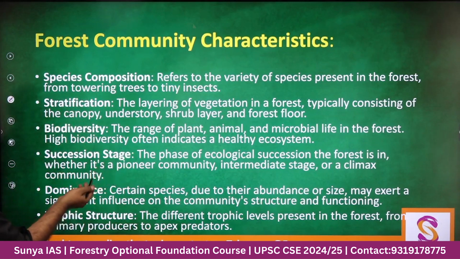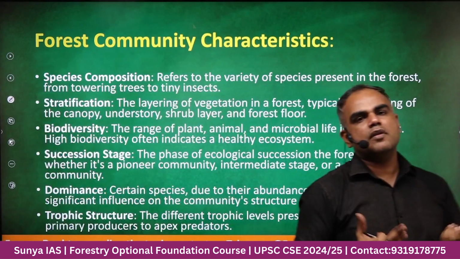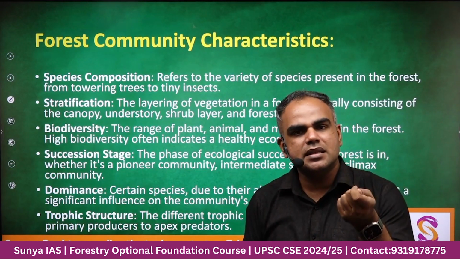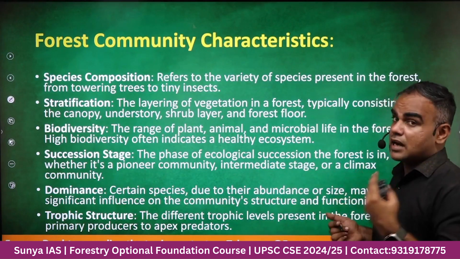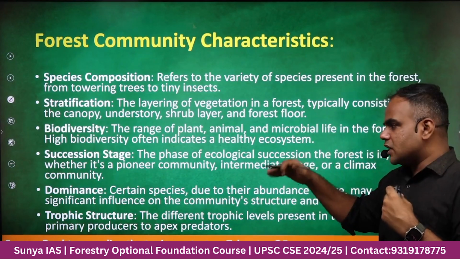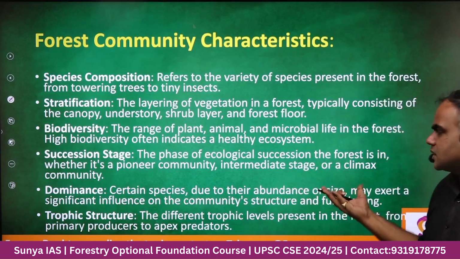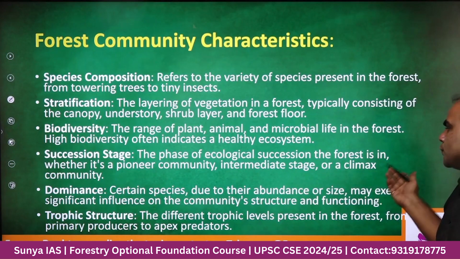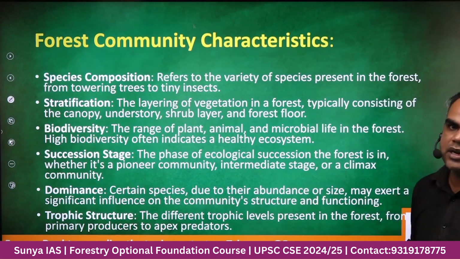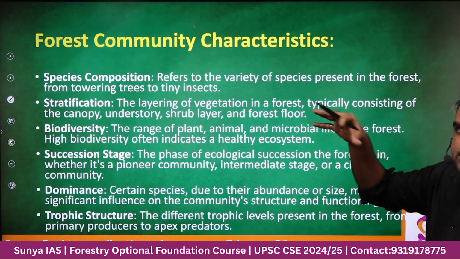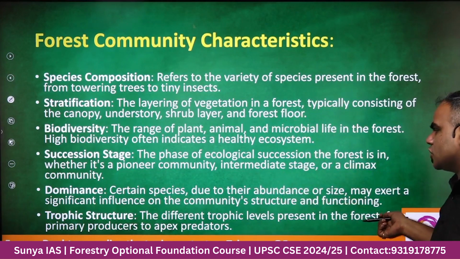Succession stage: it can be a pioneer community, which we have seen with mosses and lichens at the very basic stage. You can have an intermediate stage, and you can also have a climax community, right? That is a succession stage. Dominance: there will be abundance because of size and so on. This will exert influence on the community structure and functioning. So which species will dominate? You can have some predator species which can dominate. And last is trophic structure, okay?